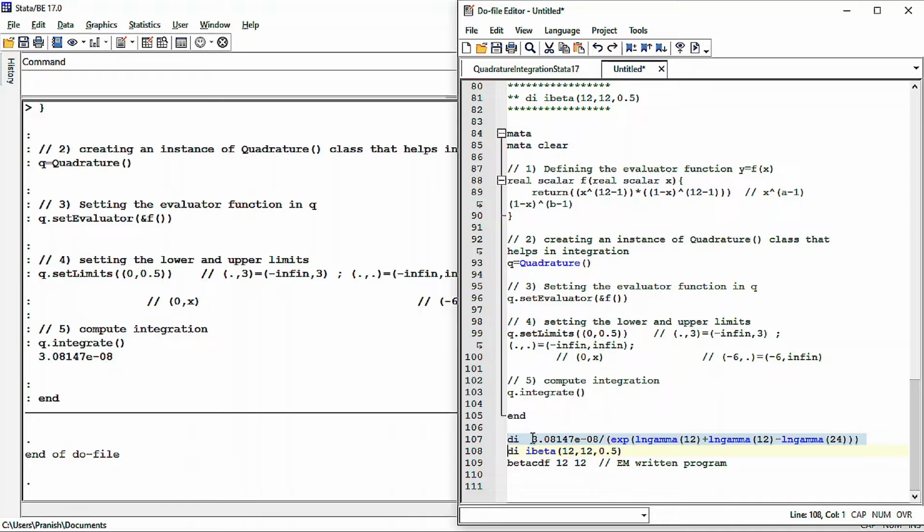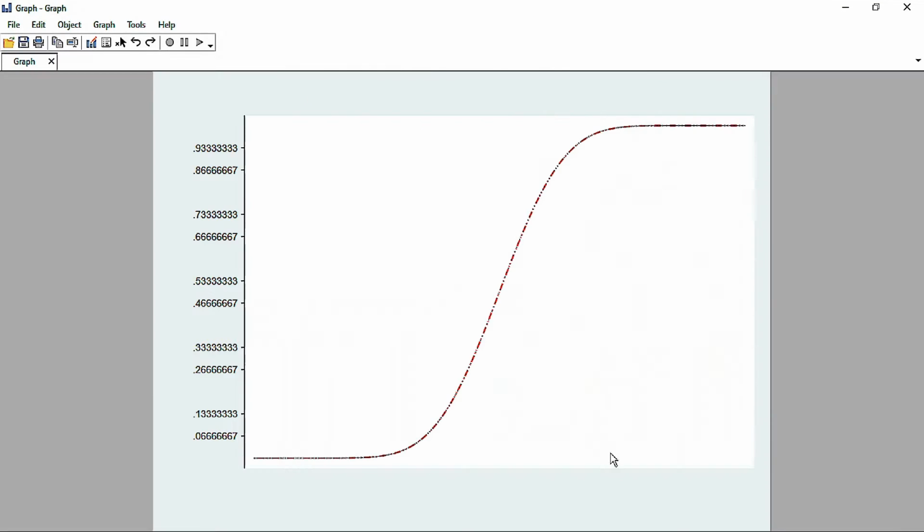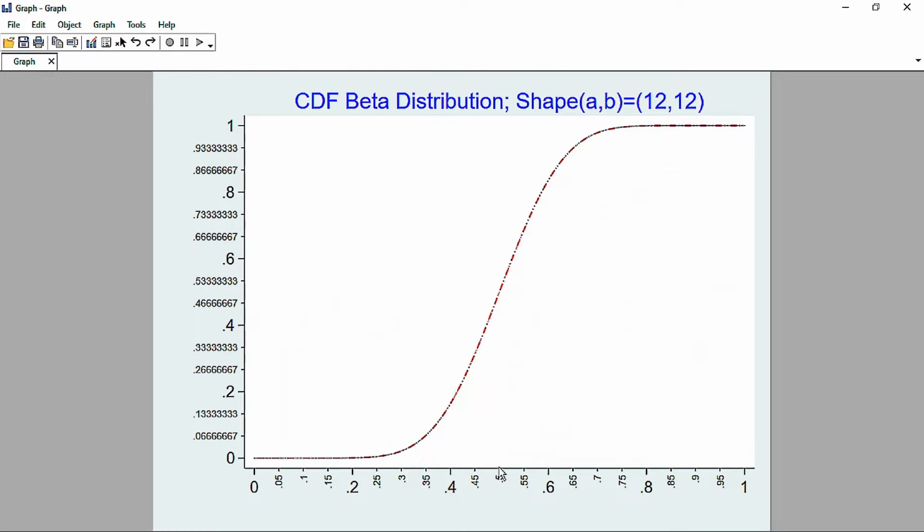And we have the Stata function to calculate the same. Let us see, both of them should yield the same result. It is 50%. So the probability of getting less than or equal to 0.5 is 50%. Let us check it with the help of the graph as well, the CDF graph. So 0.5, it is 50%, somewhere over here.